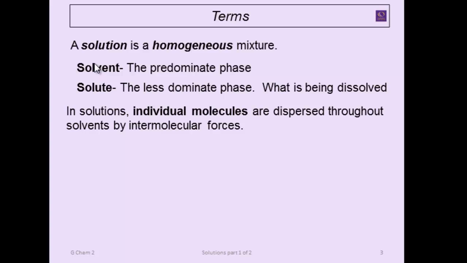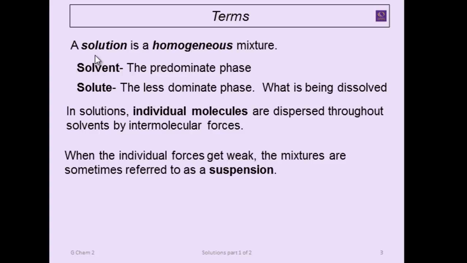In solutions, individual molecules are dispersed throughout solvents by intermolecular forces. So one of the underlying ideas about a true salt solution is that the solute is distributed evenly throughout the solvent. So when individual forces get weak, the mixtures are sometimes referred to as a suspension, and you may have clumping in that case. And it's not a true solution.